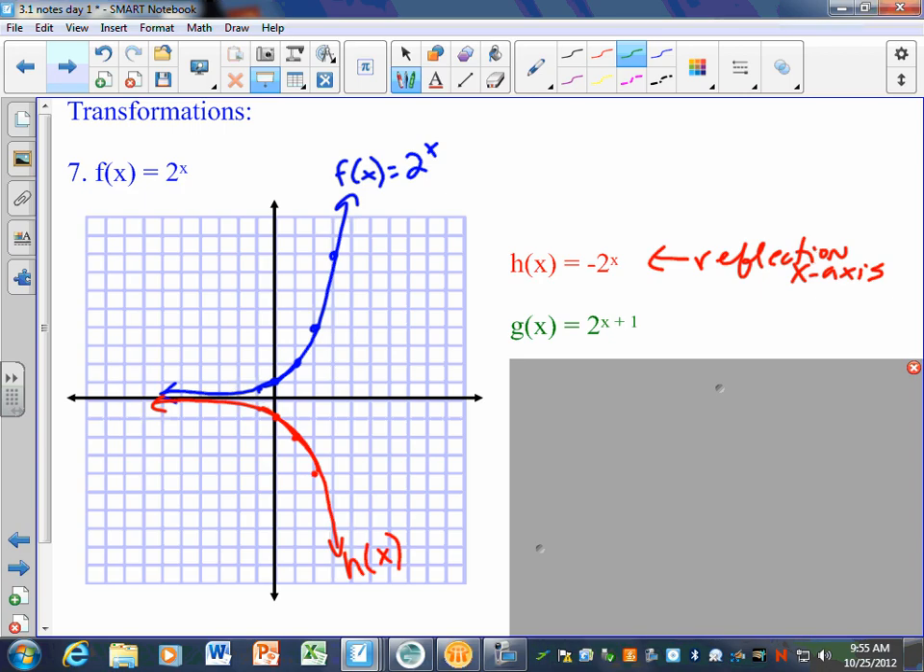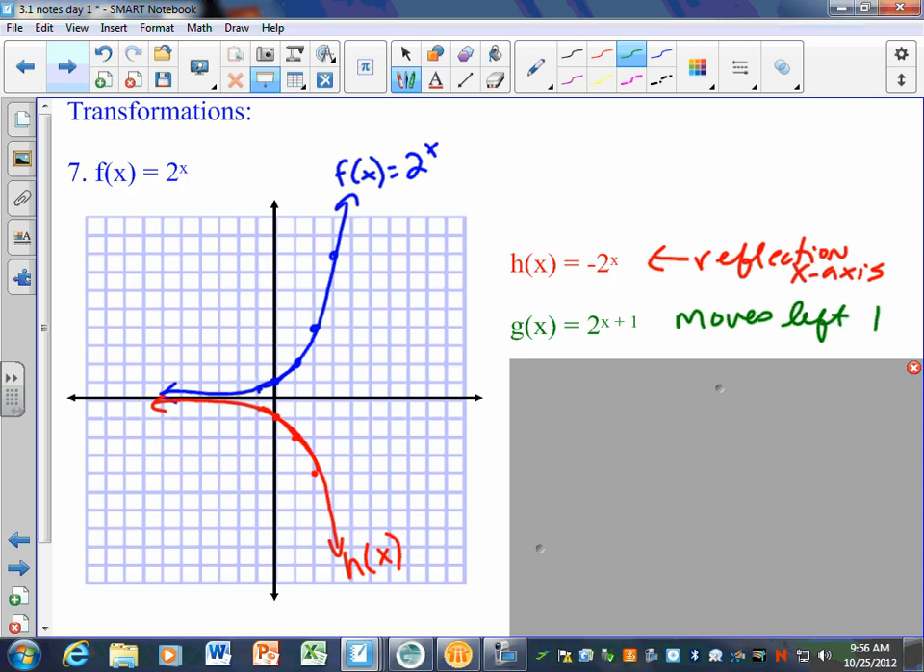What about if I said graph 2 to the x plus 1? What does a number up here in the function, added or subtracted, what does that do to my graph? Shift which way? Up, added or subtracted up here is left or right. Remember that it's the opposite way that you would think it would be, right? Plus 1, you think it would move to the right one, but it actually means it moves to the left one. You have to remember it's the opposite of what you think. So this means it moves left 1.